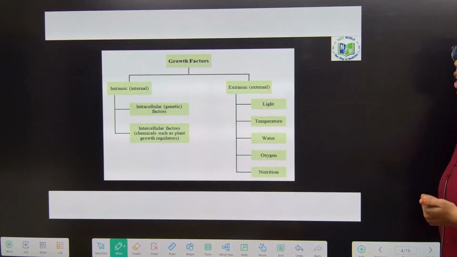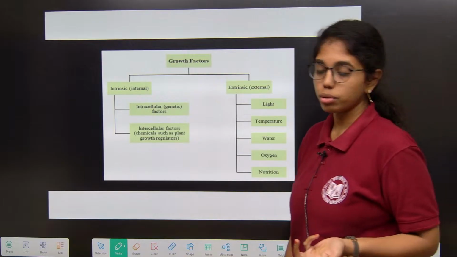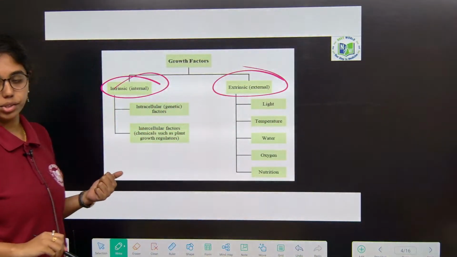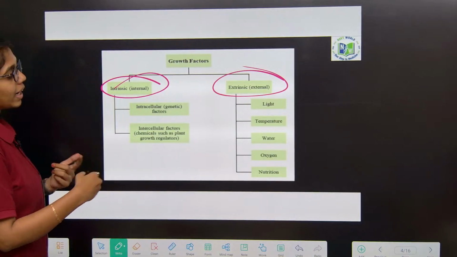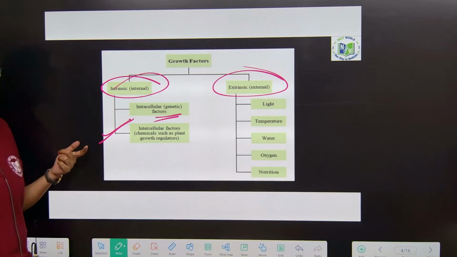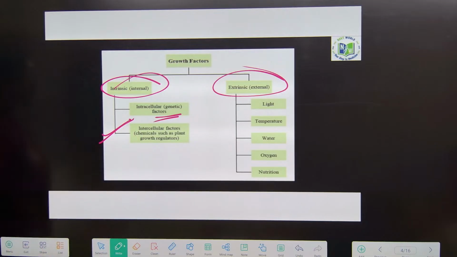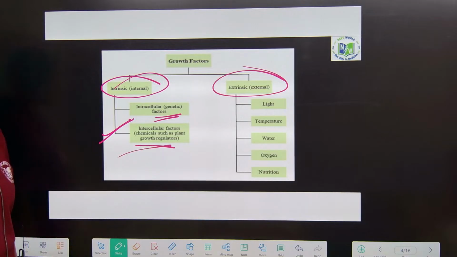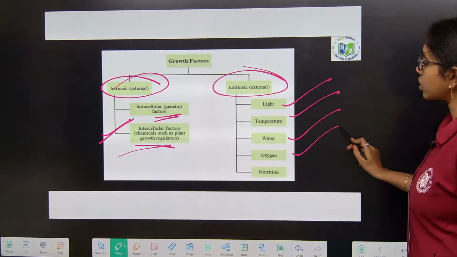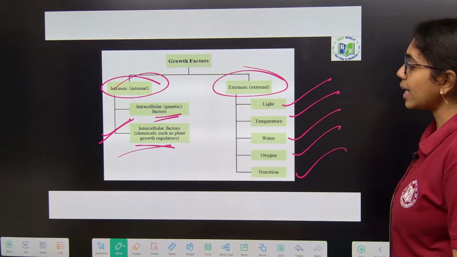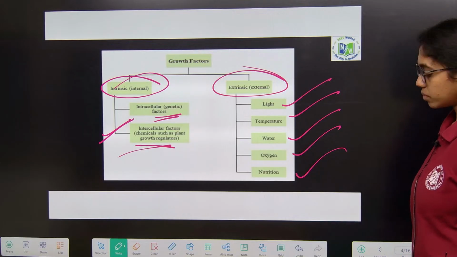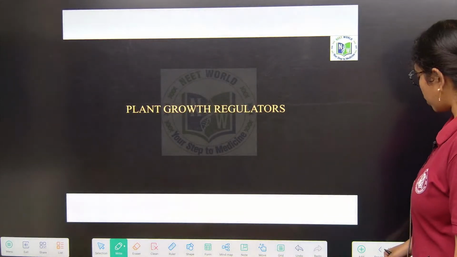Here, growth is dependent on many factors: internal or intrinsic factors, and external or extrinsic factors. Internal factors include intracellular factors like genetic factors, and intercellular factors like chemicals such as plant growth regulators. Extrinsic factors include light, temperature, water, oxygen and nutrition. These are the extrinsic or external factors that affect growth. Now, we will look into plant growth regulators.